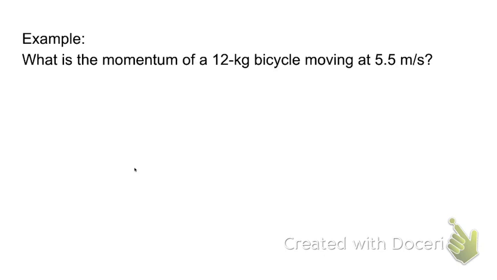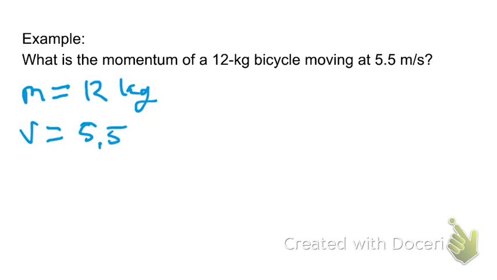Let's do an example. Calculate for me the momentum of a 12 kilogram bicycle that is moving at 5.5 meters per second. Go ahead and try it on your own, then we will do it as a class. So let's talk about what we know. We know mass, right? That's 12 kilograms. We know velocity, it's 5.5 meters per second. And then they want us to solve for momentum.